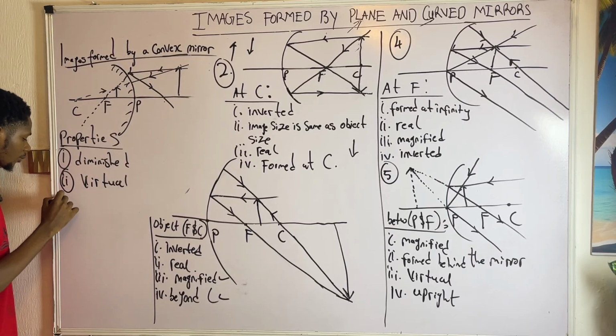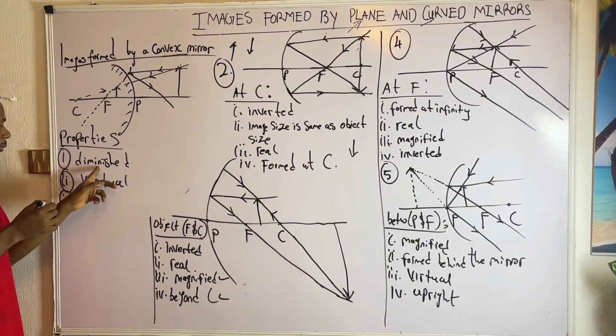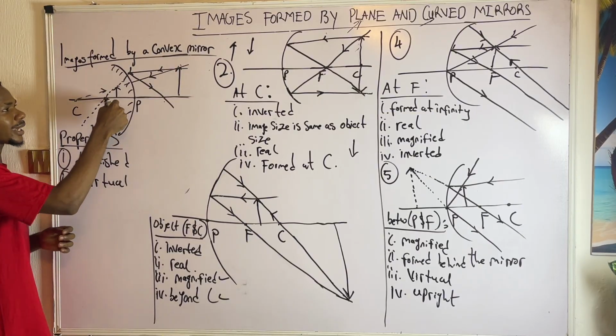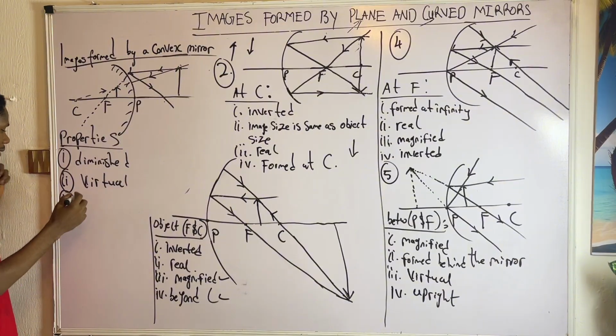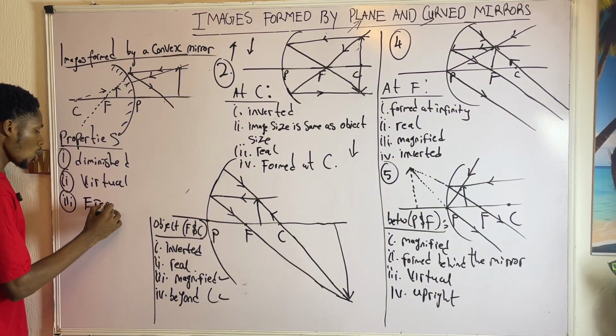And then again, number three, what else? Is it real or virtual? It is virtual, right? It is diminished. What else? Now, is it inverted or upright? This is formed above the principal axis. This has to be upright, or erect. So we can say this is erect, or we can say it is upright.